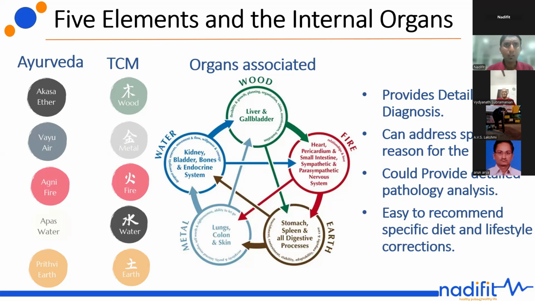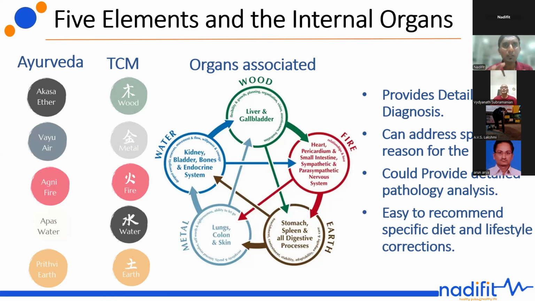And these 5 elements also correlate to the organs. The wood element is correlated to the liver and gallbladder. The fire is correlated to the heart and small intestine. The earth element is correlated to the spleen and stomach. The metal element is correlated to the lungs and large intestine. And the water element is correlated to the kidney and bladder.